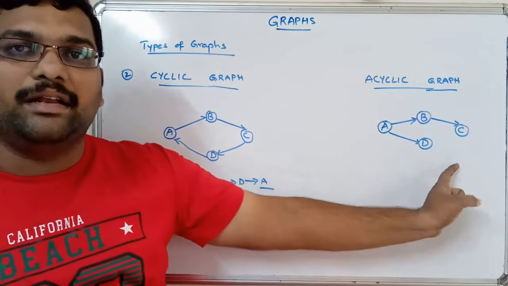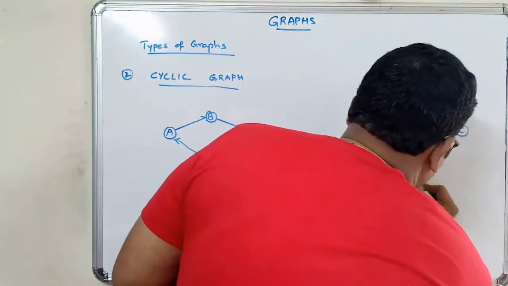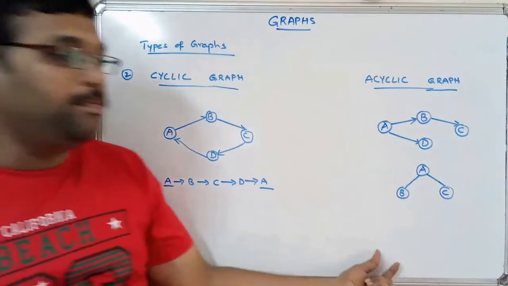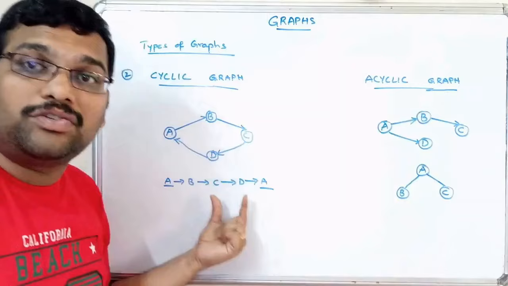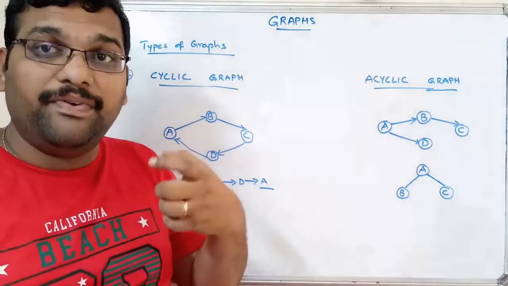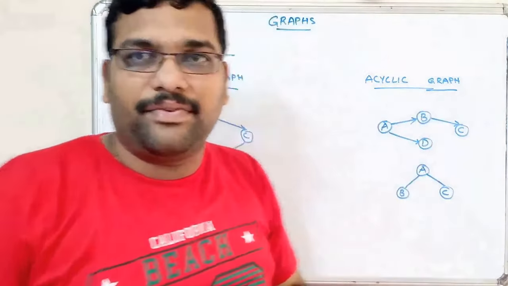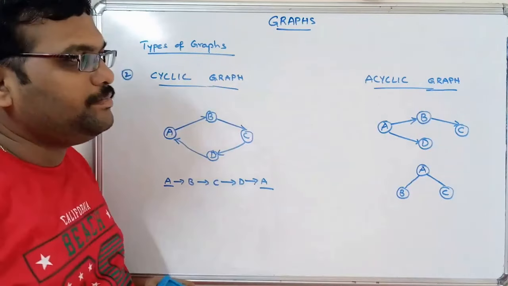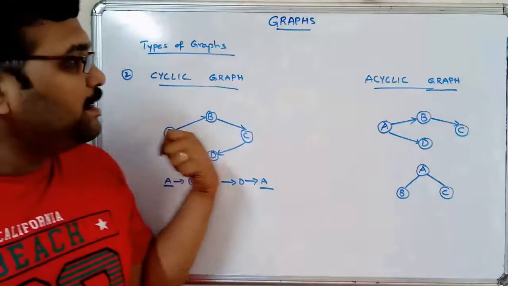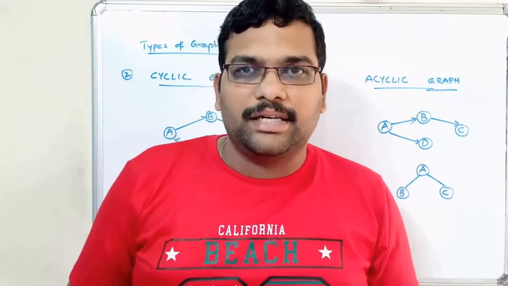See, here it doesn't form any cycle. So this is called an acyclic graph. Similarly, if any graph doesn't have loops, we can call that acyclic. In the acyclic also, the graph can be either directed or undirected, weighted or unweighted. Whatever it may be, if our graph consists of cycles, then we call it cyclic. If it doesn't have any cycles, it is called an acyclic graph. Hope you understood this one. So weighted, unweighted, directed, undirected, cyclic and acyclic. These are the different kinds of graphs available in our data structure.